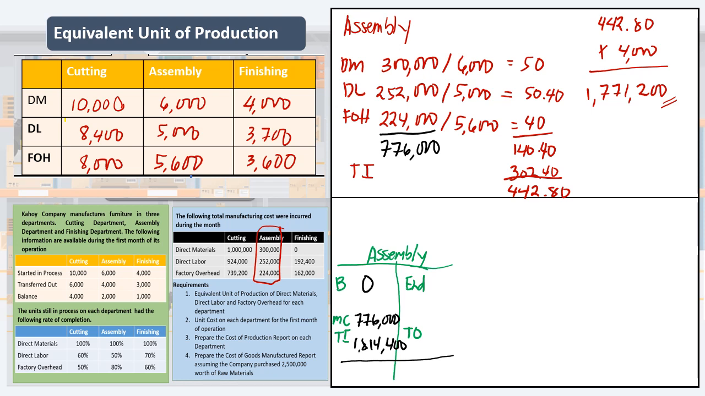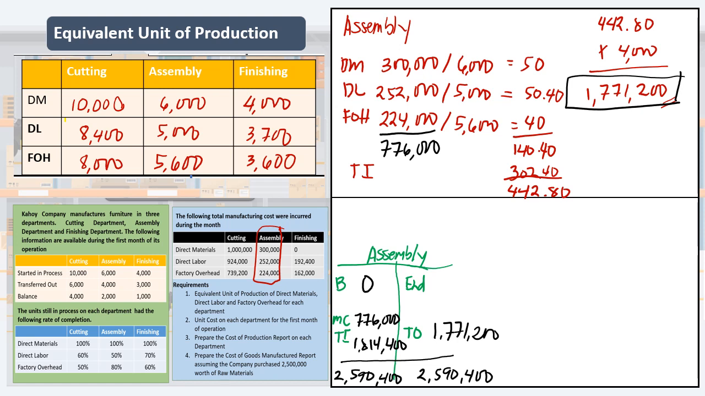Okay? So, itotal lang po natin dyan para makuha natin ang total goods placed in process sa second department. We have 776,000 plus 1,814,400. So, ang total goods placed in process natin sa second department will be 2,590,400. Explain lang natin kung ano nangyari sa 2,590,400. So, kuhain natin yung na-compute natin sa taas na transferred out. So, ang transferred out value natin is 1,771,200.